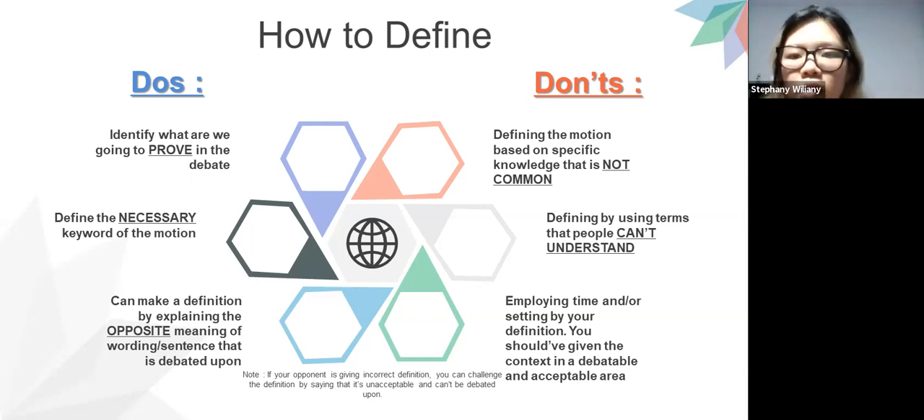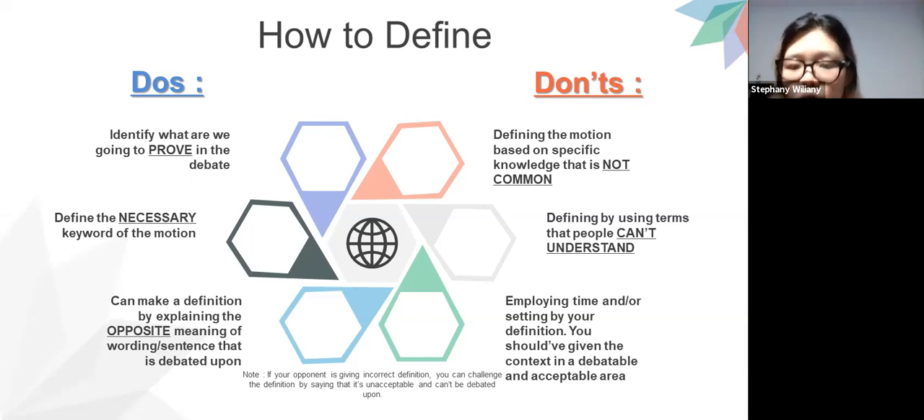Firstly, do not define the motion based on specific knowledge that is not common, meaning that you have to define the motion based on common knowledge and not just based on specific knowledge or any knowledge that only you understand. You have to set up the debate by common knowledge, which means that people have to understand it. Also integrated into the second point, do not define by using terms that people cannot understand, which means we have to explain things in terms that people can understand, in common knowledge.